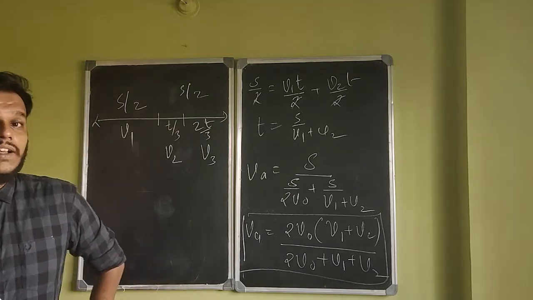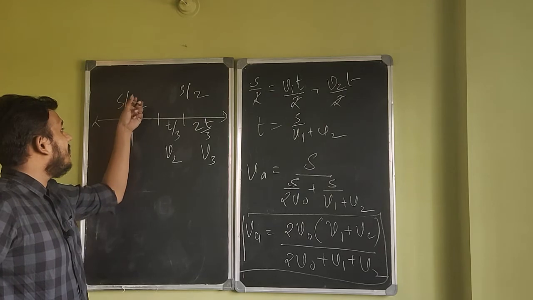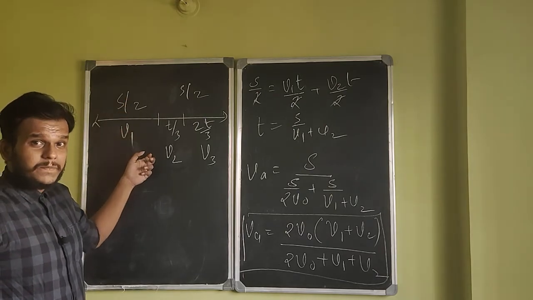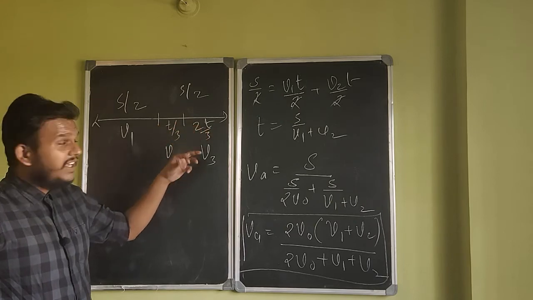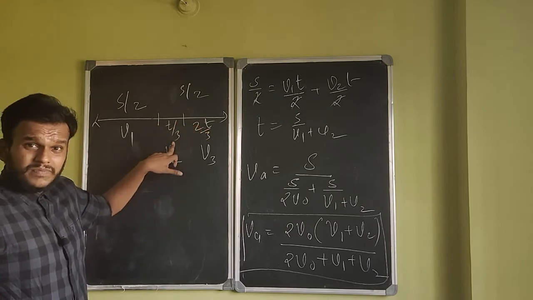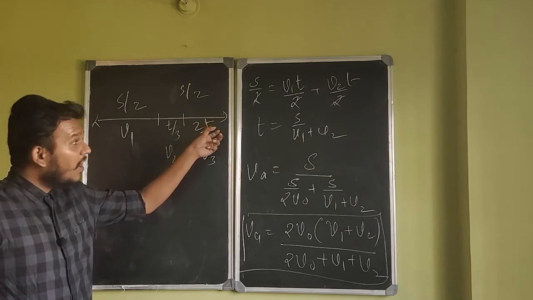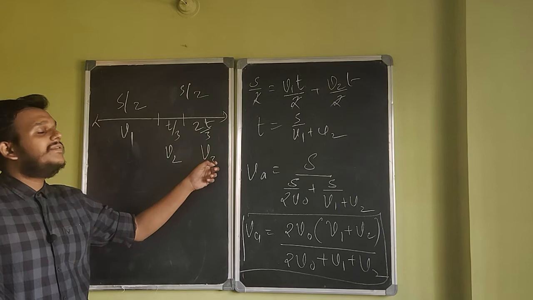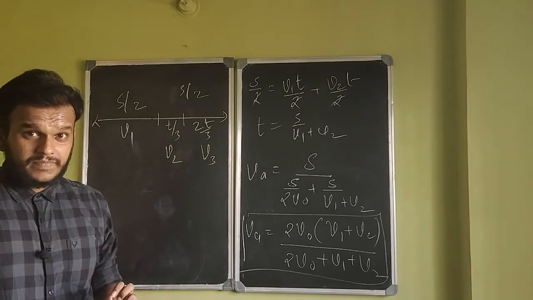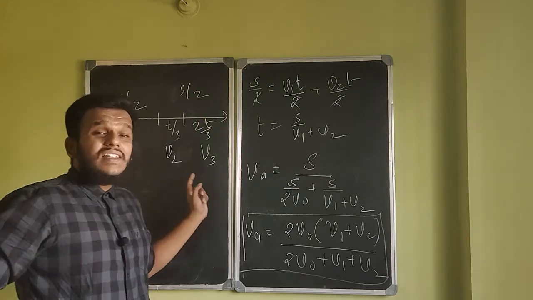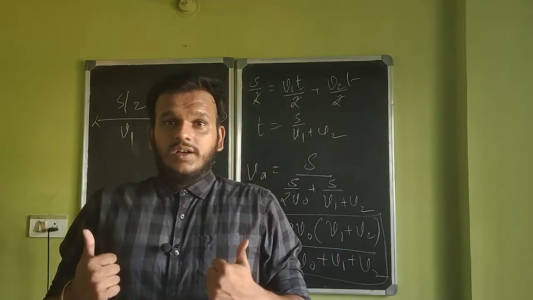Don't worry. So what happened? In the entire journey, for the first half of the displacement, the particle traveled with the velocity of v1. And for the second half of the journey, for 1/3 of the time, the particle traveled with the velocity of v2, and for the remaining 2/3 of the time, the particle traveled with the velocity of v3. Calculate the average velocity. I'll give the answer to this question in the description. You can check it out there.